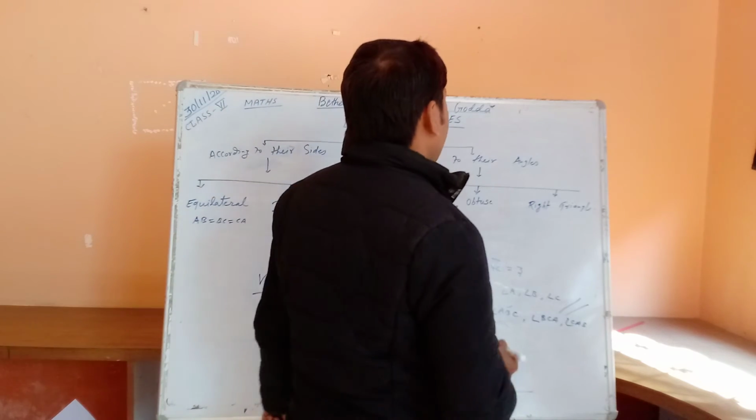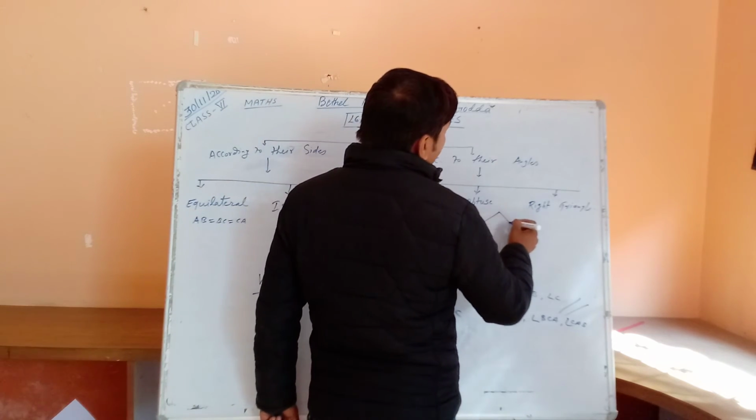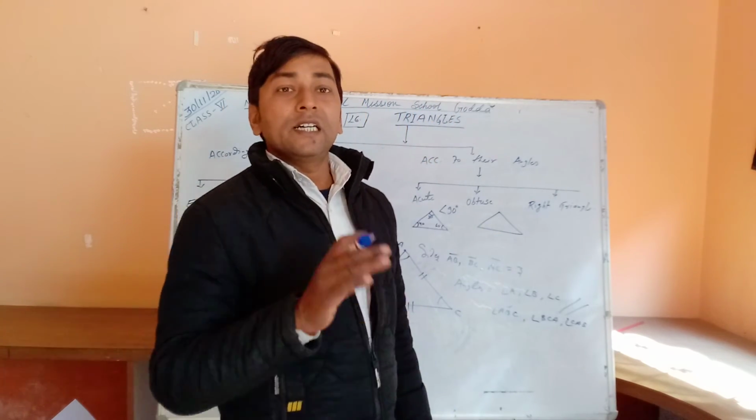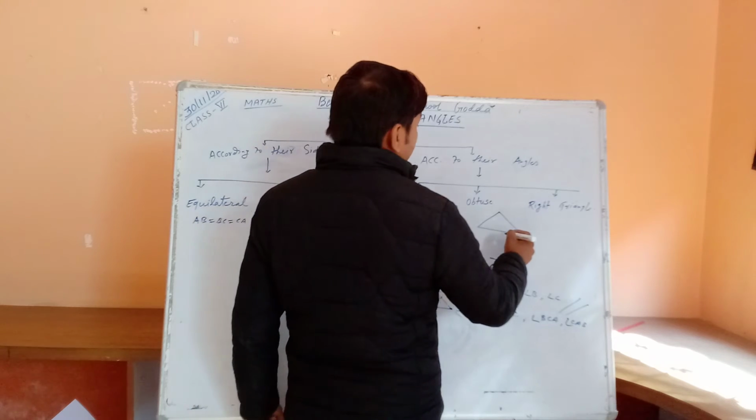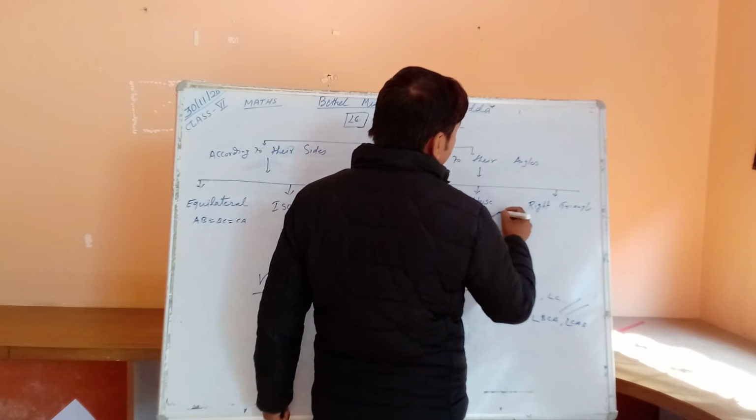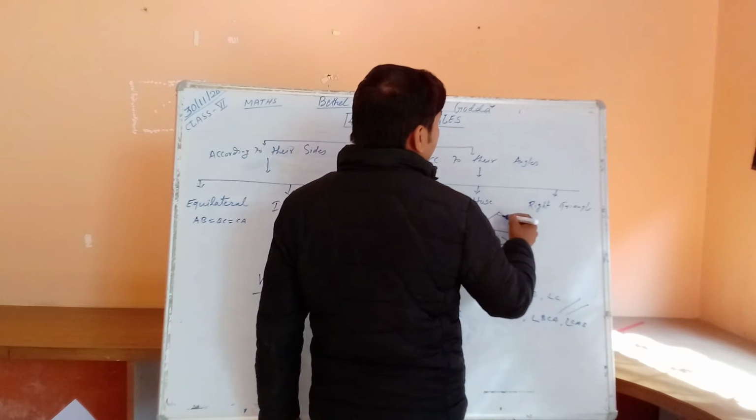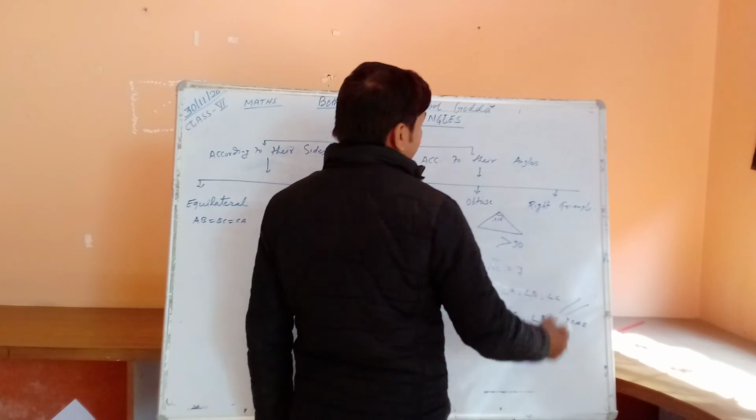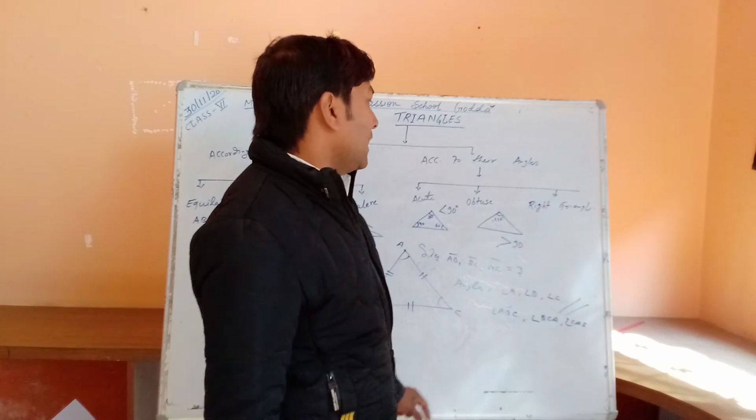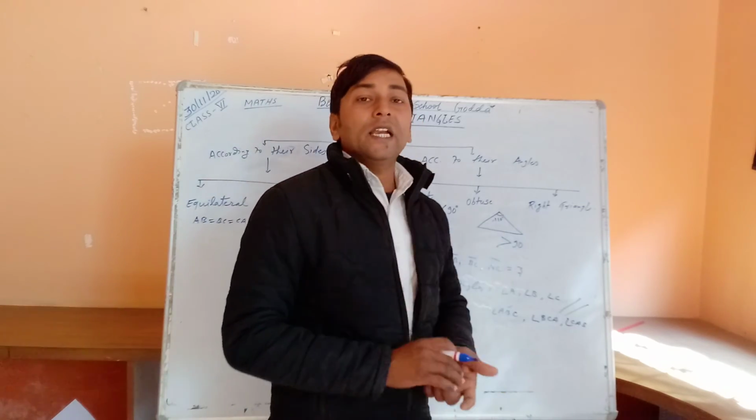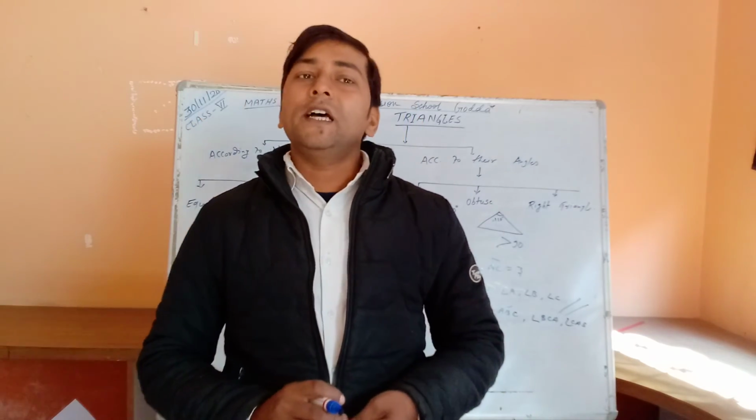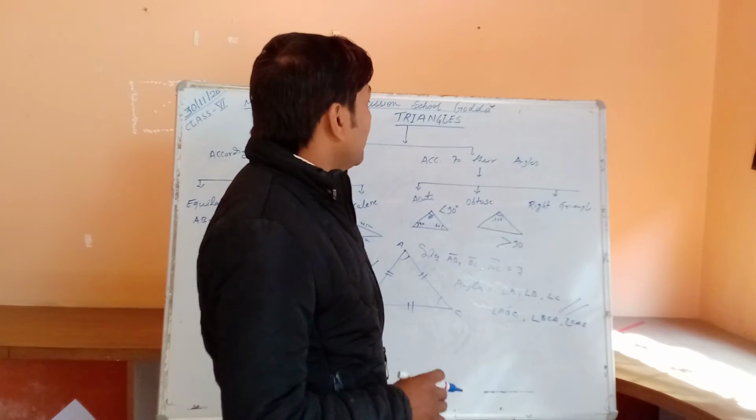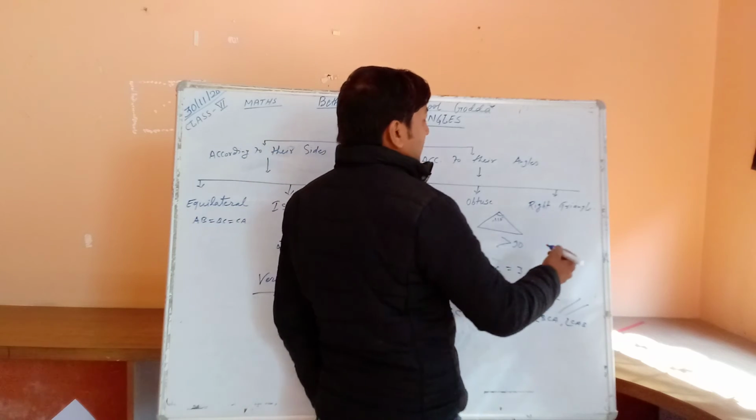And the obtuse angle triangle: when one angle of a triangle is greater than 90 degree, it means more than 90 degrees. Suppose that is 110. If one angle of a triangle is greater than 90 degree, it is known as an obtuse angle triangle. Okay. Now we talk about the right angle.